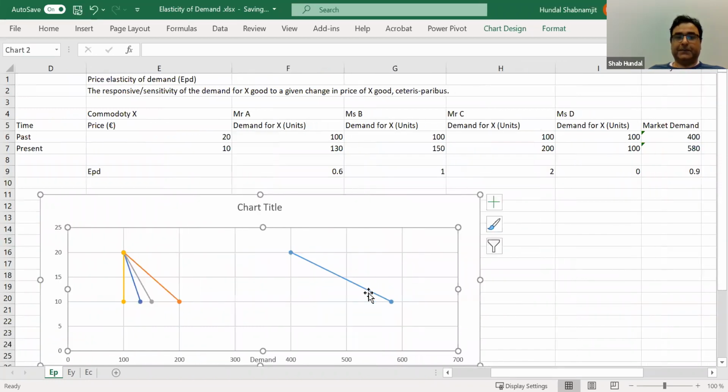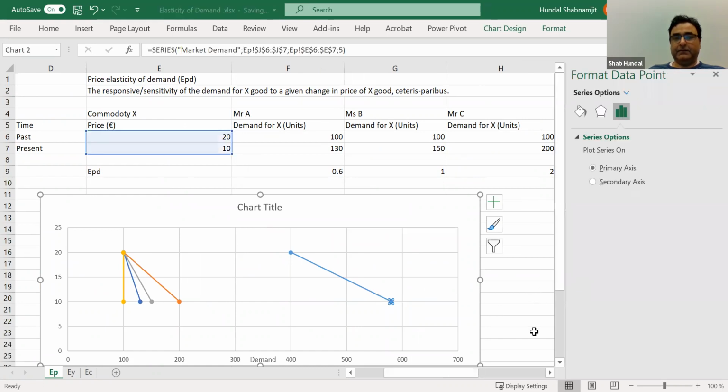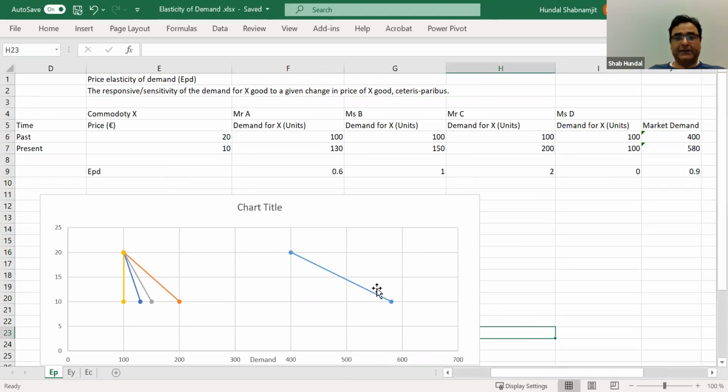Yeah. So this is the market demand we get. So this is how it looks like. This blue line is now, well, I can change the color if you want, but it's very different, so I can easily recognize that it's the market demand curve. So yeah.